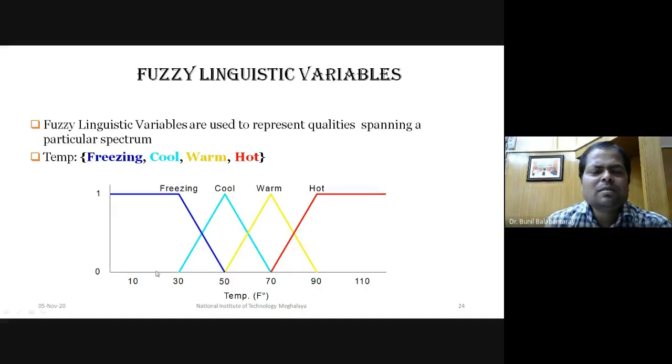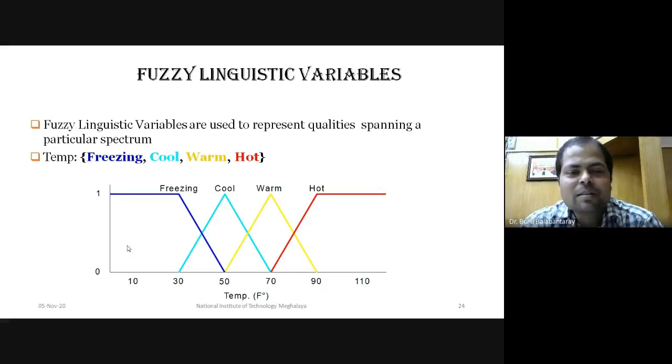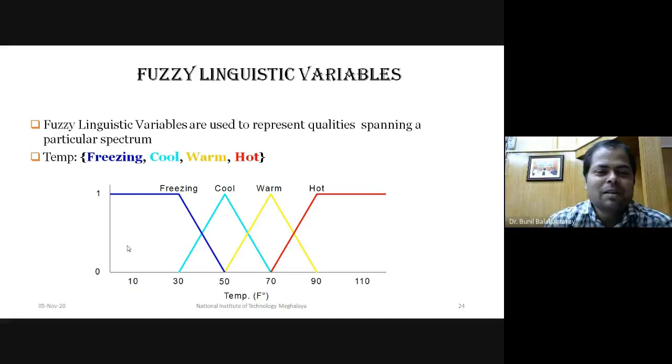You can relate this example with your freezer, or with your washing machine, because I have seen some of the speakers take the washing machine example. Here, if the temperature is up to 30, then I can say it is freezing temperature level. But whenever it reaches 30, the cool level comes into the picture and gradually increases. Whenever it reaches 50, it is purely cool, so freezing is going down. The freezing variable at 50 becomes 0. The membership becomes 0.